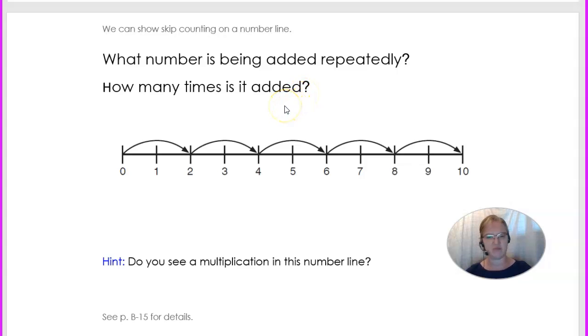Now, do you see a multiplication in this number line? I hope you do, because we have 2 being added 5 times. And we know that 2 times 5 will equal 10, and that's where we end up on the number line. We end up at the number 10.